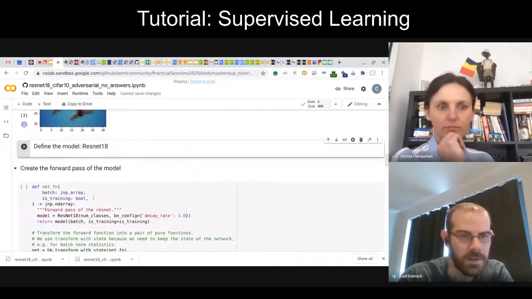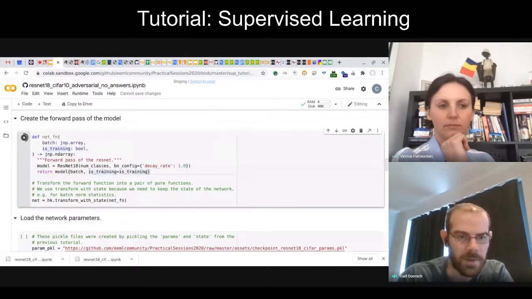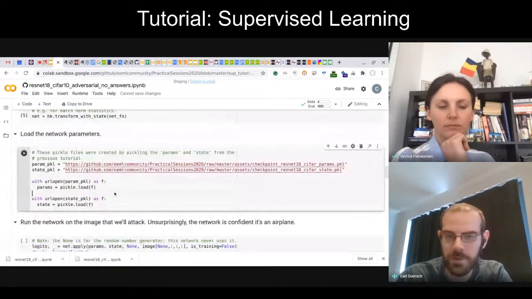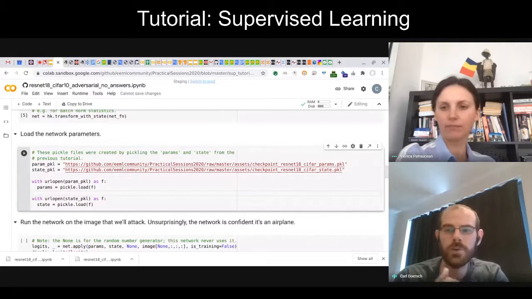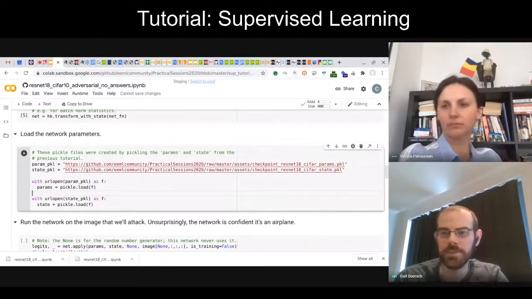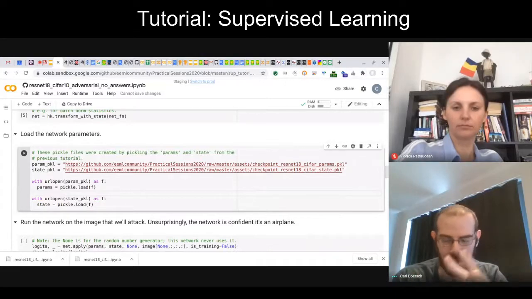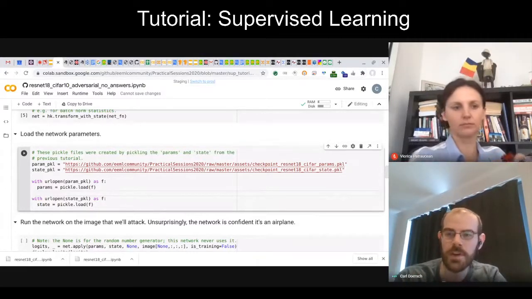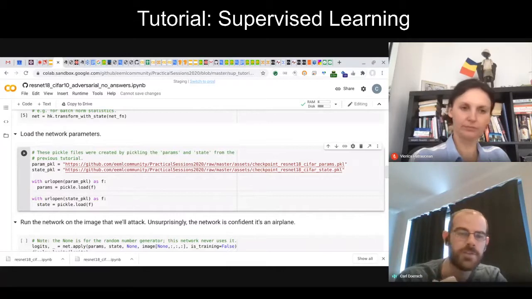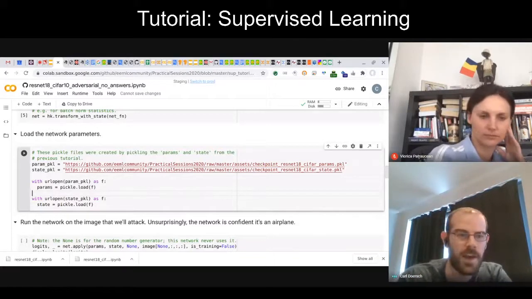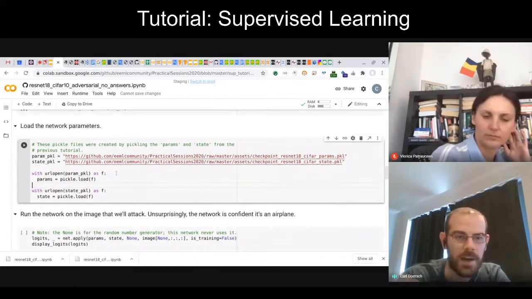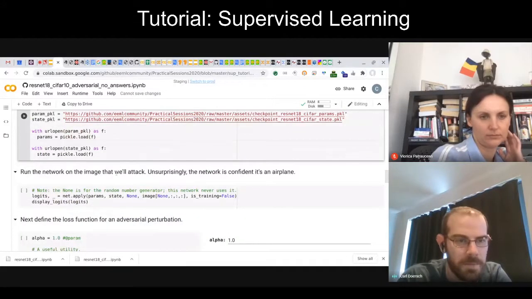So again, it's a ResNet-18, and we'll define the forward pass. Here's something you didn't do for the previous tutorial: we need to actually load the state. It turns out that in JAX, you can just do this with pickle. The parameters and the state, which encode the network parameters and the exponential moving averages used by batch norm, respectively, are just Python variables. You can save them out to disk, and then we're going to load them, in this case, over the internet from GitHub.